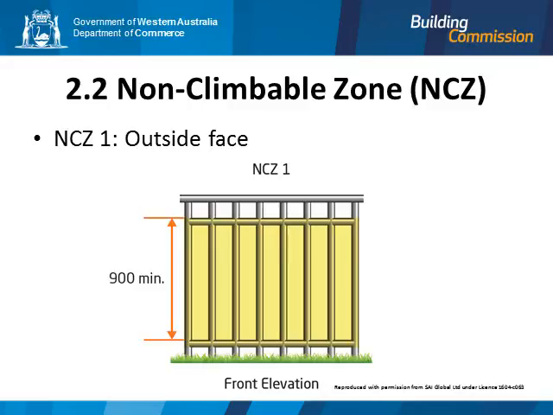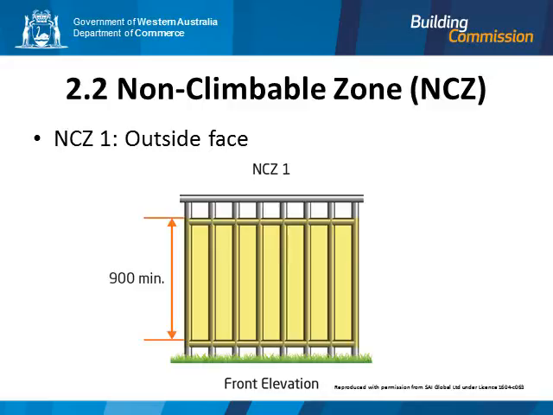Under the 1993 standard, there was a requirement to have at least 1100 millimetres between the top of the fence and the highest lower foothold. Additionally, there was a requirement to have at least 900 millimetres between the highest lower foothold and the lowest higher handhold. These have been replaced with the non-climbable zone 1 requirements.